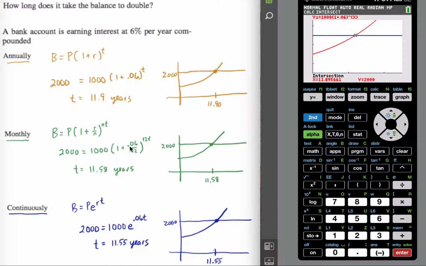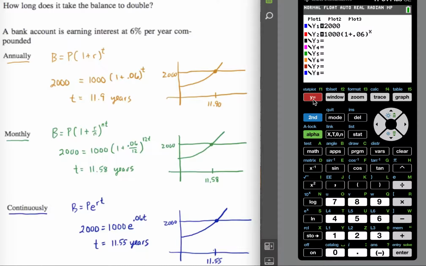Well, let's consider compounded monthly. Well, the equation I have to solve doesn't change by much, just this piece right here. So I will go into the y equal screen, and I will change the second function to be 1,000, and in this case, it'll be 0.06. Well, let me do this. Let me clear, because that exponent's going to be a problem. So I'll print the 1,000, and that is times 1 plus the rate of 12%. I'm sorry, 6% still.